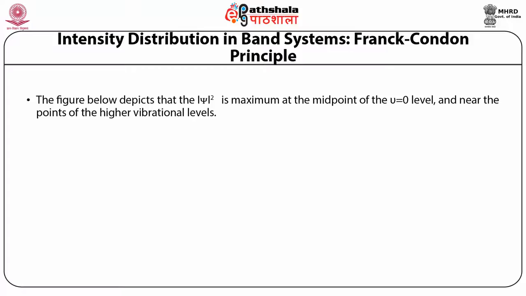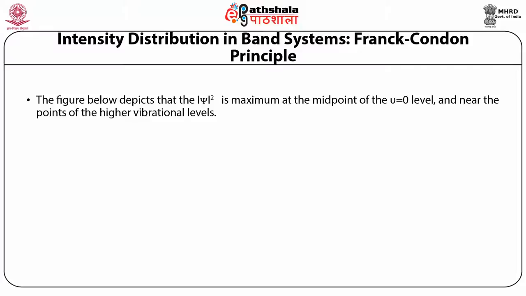The principle can be combined with probability density psi square of linear harmonic oscillator to understand the intensity distribution among the bands. Consider a molecule in the lowest vibrational level of an electronic state. The probability distribution function psi square is maximum at the midpoint, while it is maximum at the endpoints in the excited vibrational states. The figure below depicts that psi square is maximum at the midpoint of the nu equal to 0 level and near the end points of the higher vibrational levels.